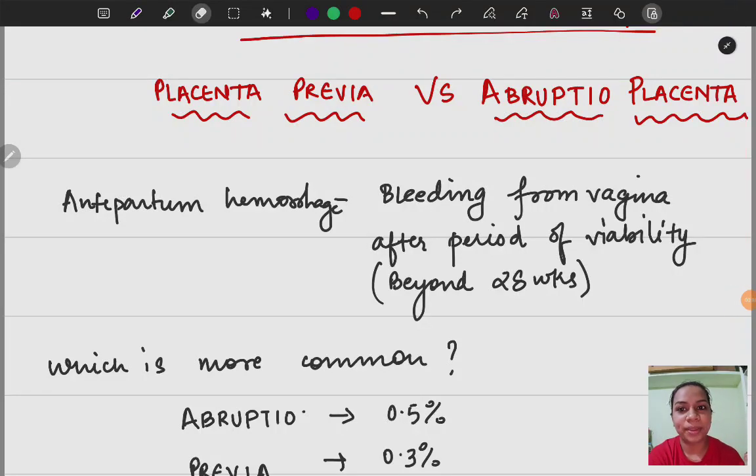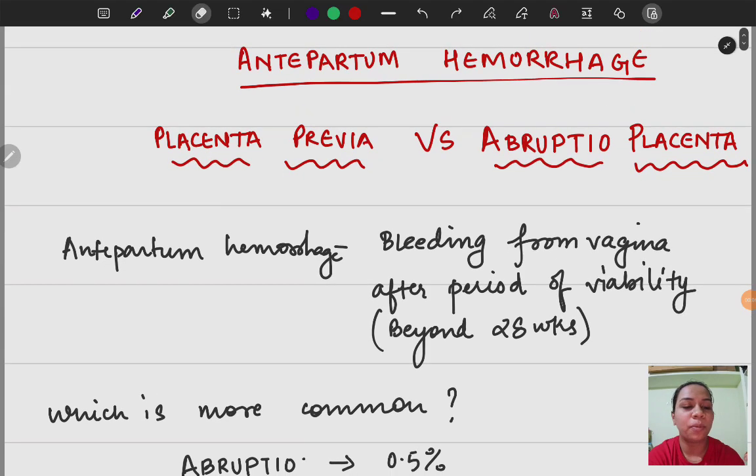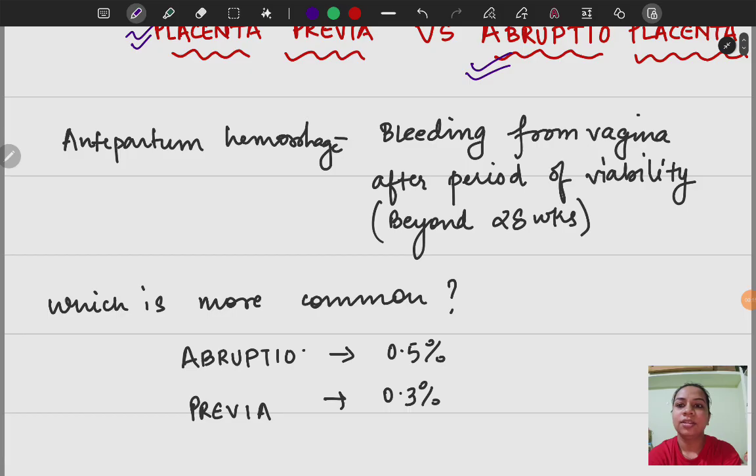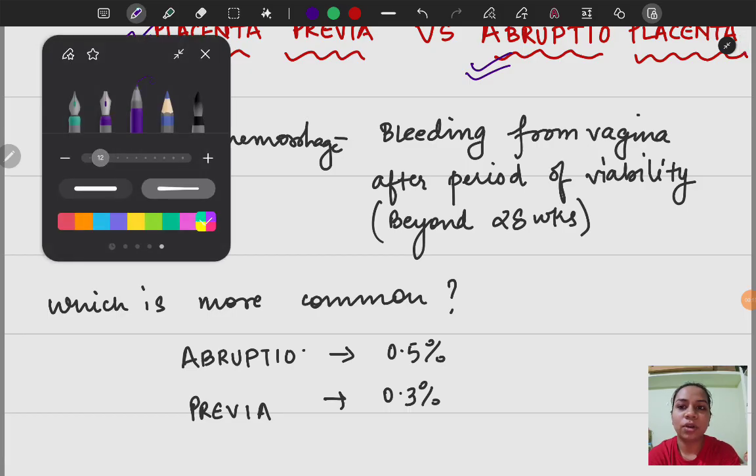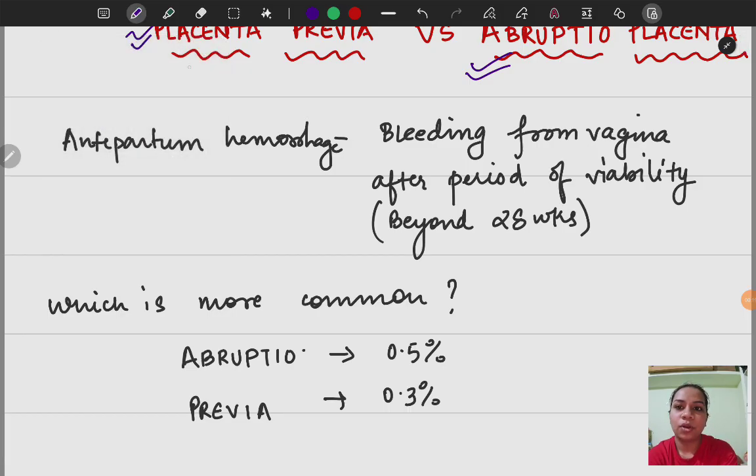So today's topic is we will talk about antepartum hemorrhage. In that the main concerns will be placenta previa and abruptio placenta. So we'll start with first, what is antepartum hemorrhage?